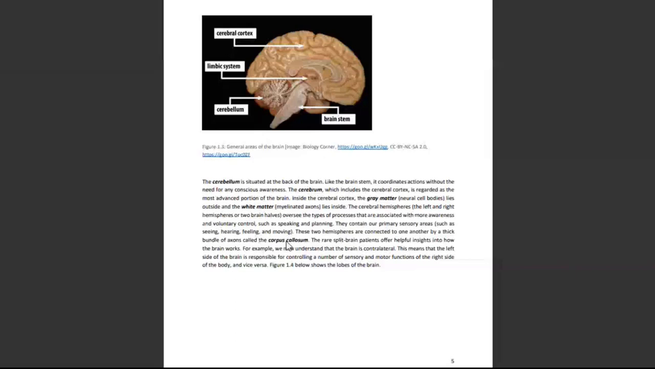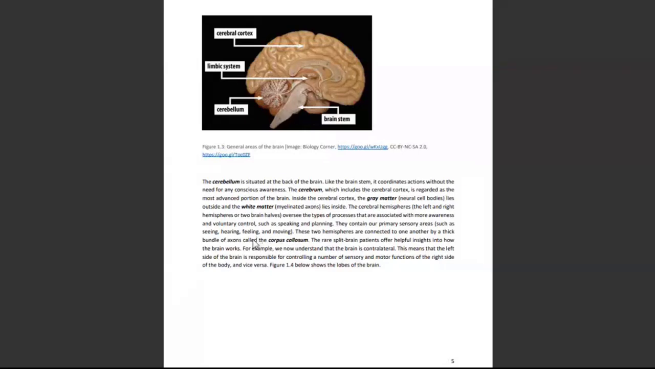Then the question is, these two hemispheres, how do they connect? You have a brain. Inside your brain it is divided into two, left hemisphere and right hemisphere. How do they connect? They are connected through what? Corpus callosum.